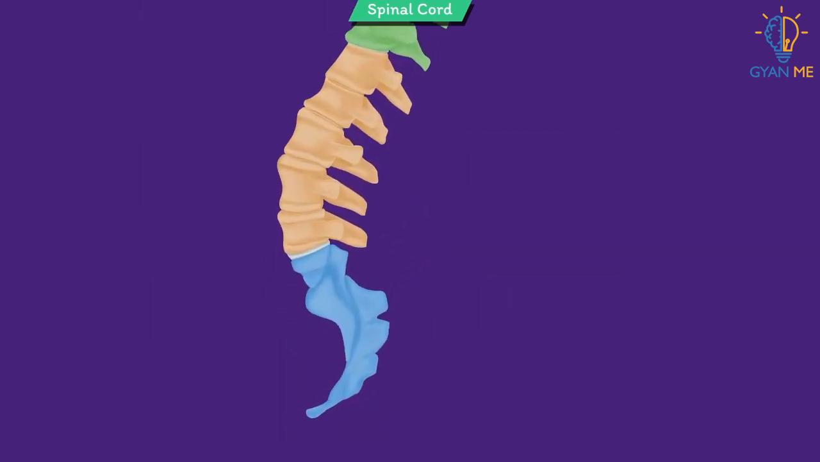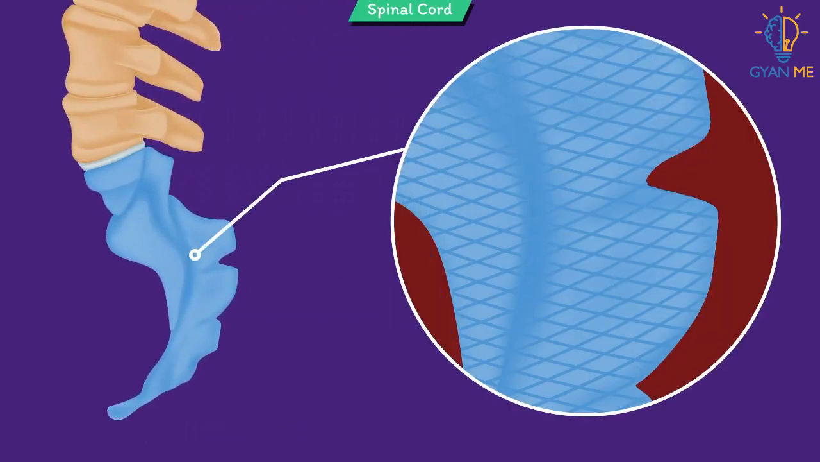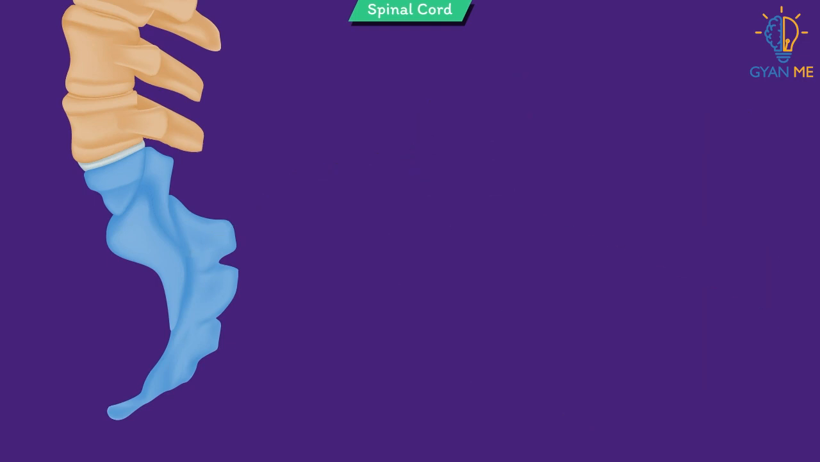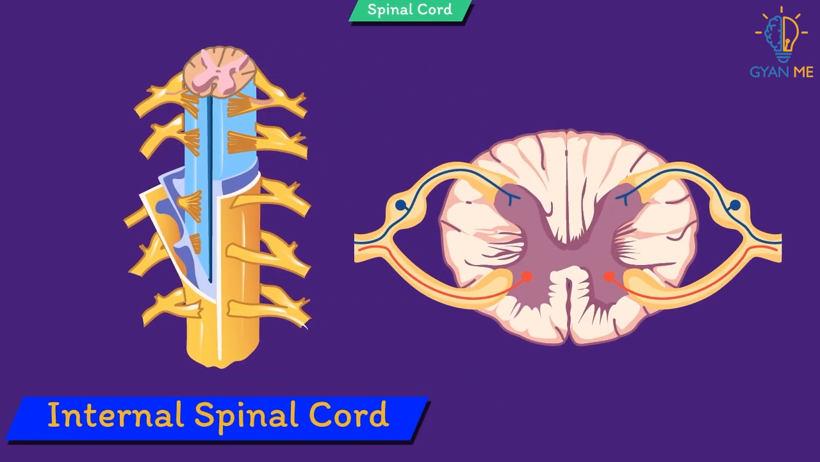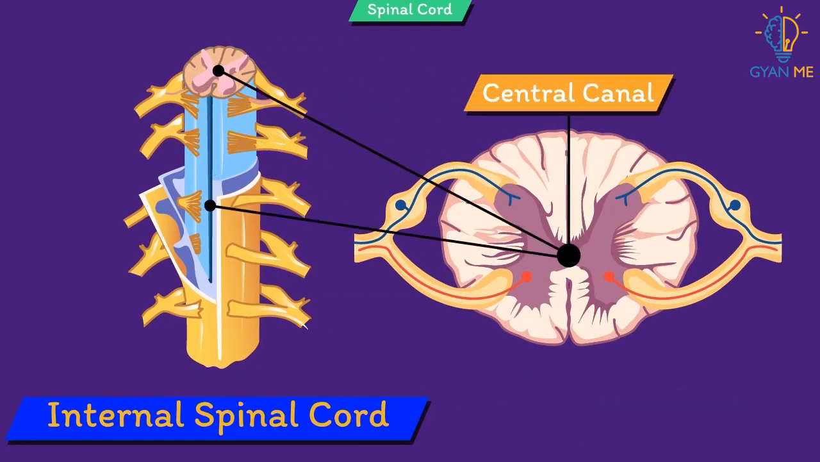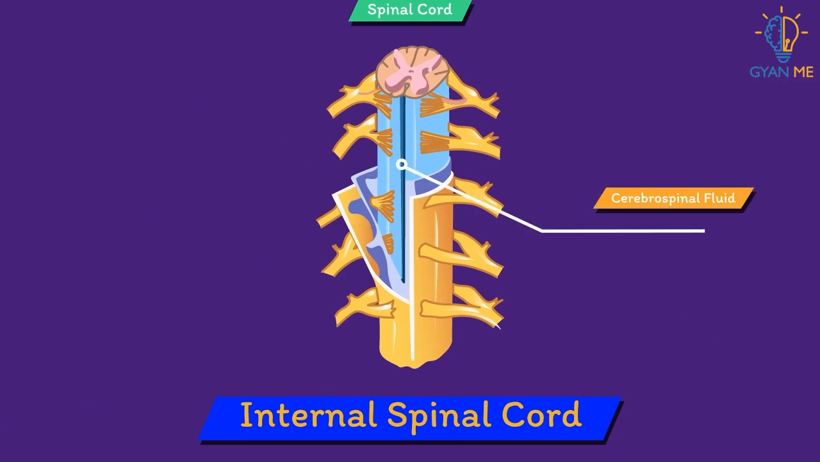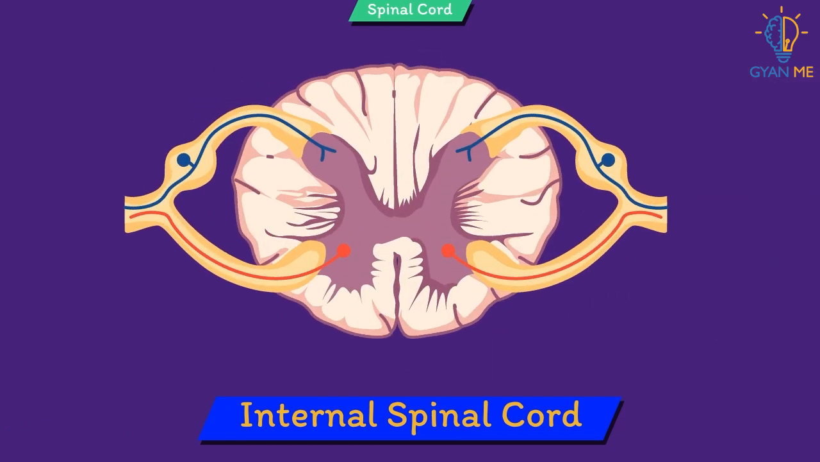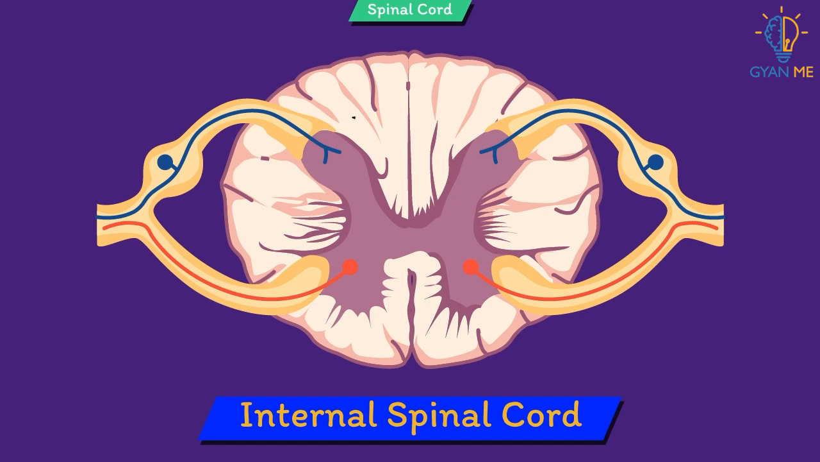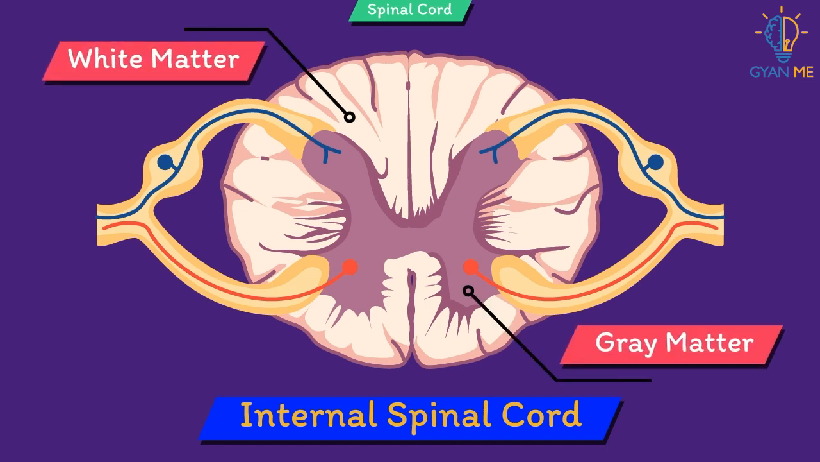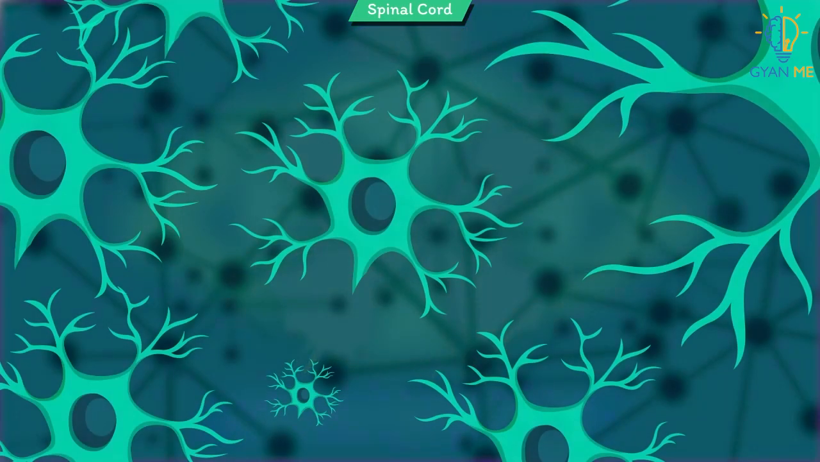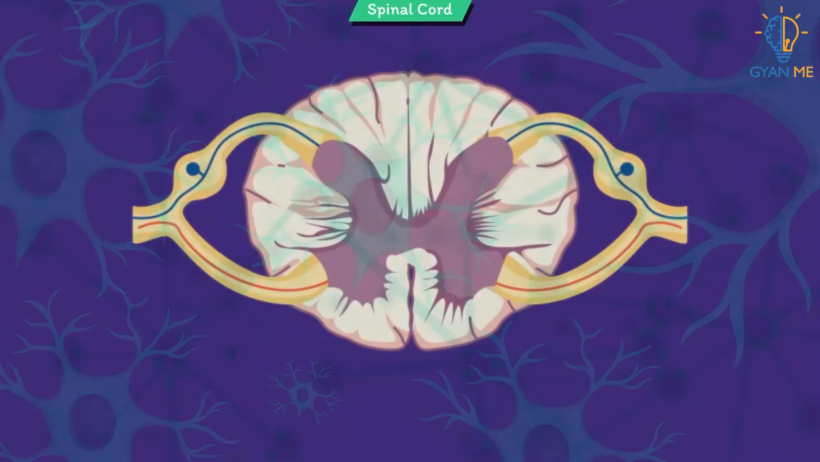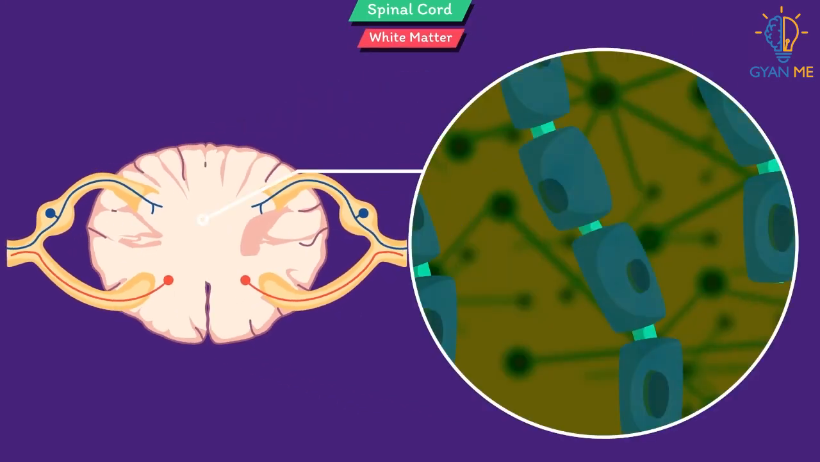The posterior-most region of spinal cord tapers into a thin fibrous thread-like structure called filum terminale. Internally, the spinal cord contains a cavity known as the central canal. It is filled with cerebrospinal fluid. Spinal cord also has two distinct colored regions, grey matter and white matter. The grey matter of spinal cord is H-shaped, made up of cyton of neurons. The white matter is external and has bundles of axons of neurons.